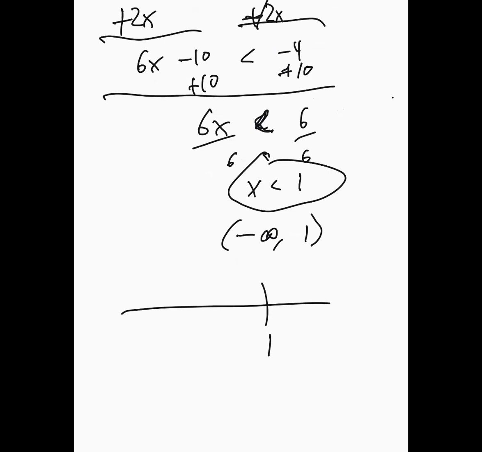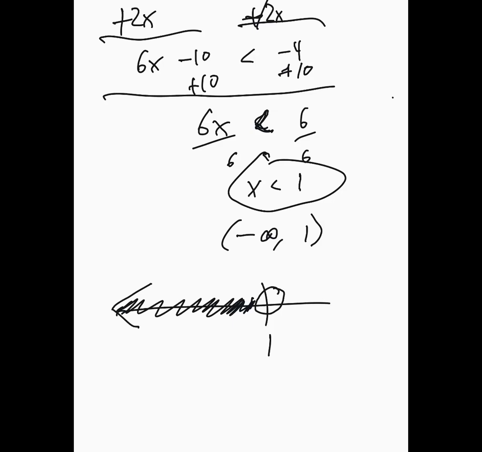And then x can be less than 1, right? So shade the area that is less than 1, and then draw an arrow going even further left. So everything to the left of 1 is the solution. This is called graphing the inequality on a number line. Then we're done with that. So we finished that, and that's great. You ready for number 15?